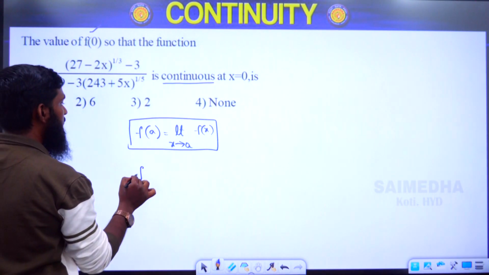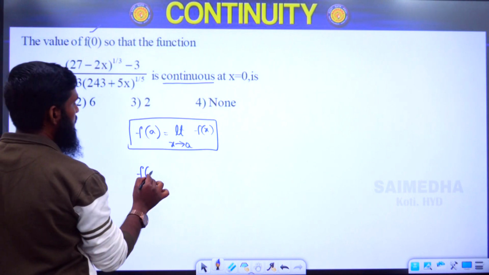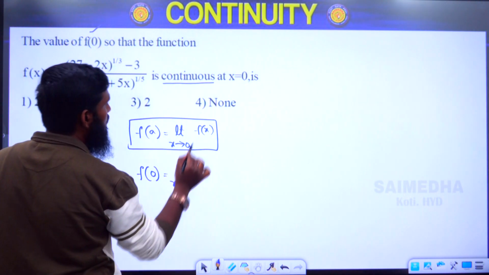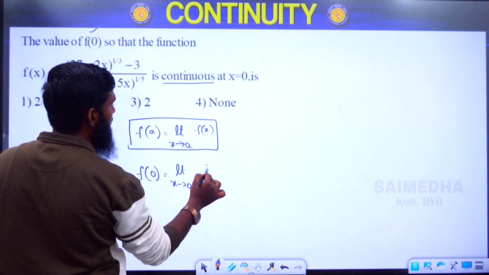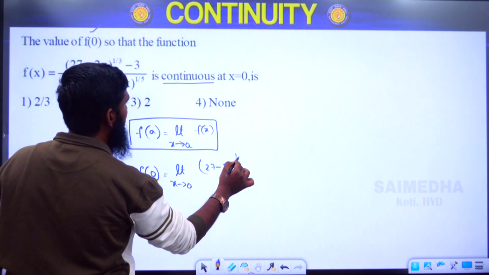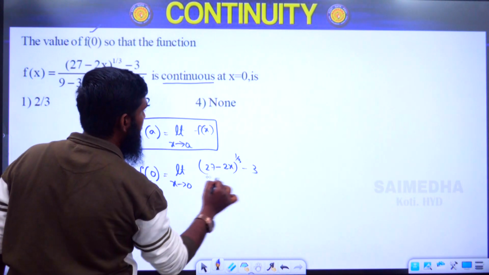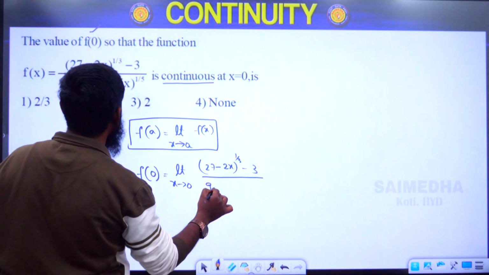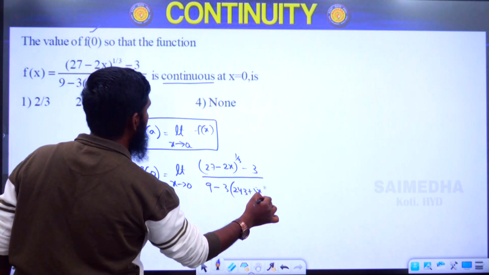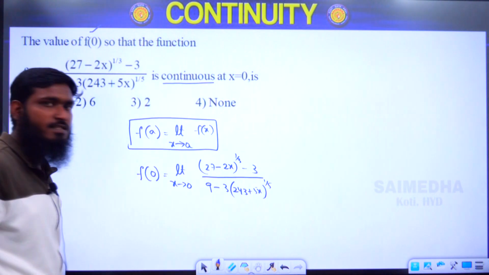Now let us see this part. What value do we have to find out over here? F of 0. It is equal to limit x tends to 0, and what is f of x we are having? F of x is 27 minus 2x whole power 1 by 3 minus 3 divided by 9 minus 3 of 243 plus 5x whole power 1 by 5. Okay, this is our question.